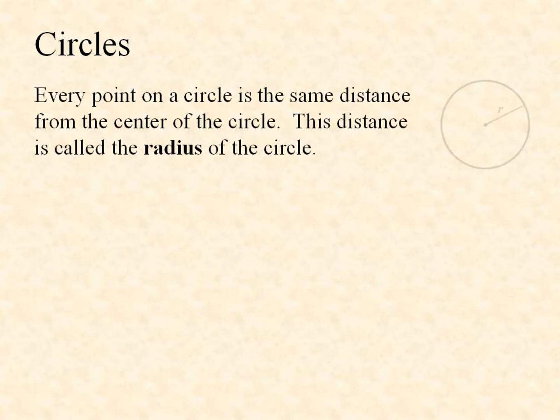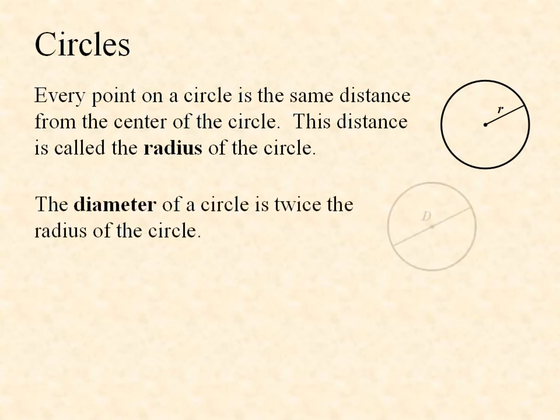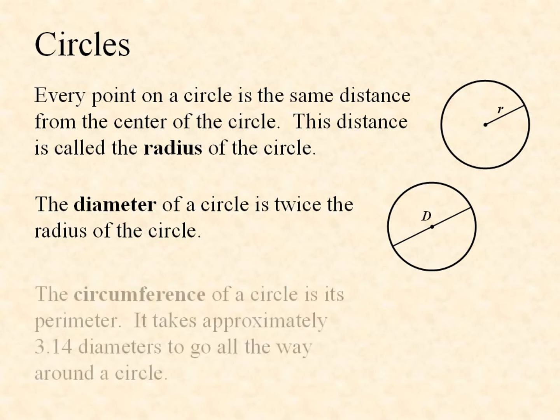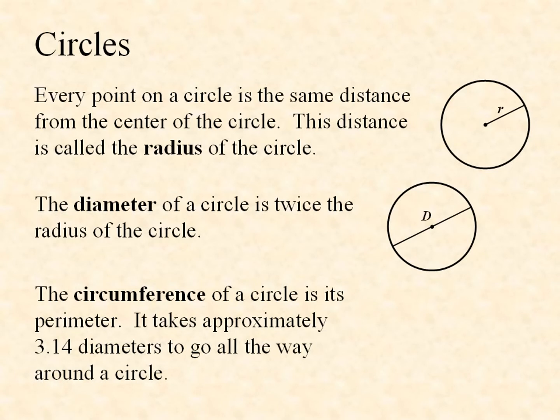Now consider circles. Every point on a circle is the same distance from the center of the circle. This distance is called the radius. We denote it by a little r. The diameter of a circle is twice the radius of the circle and goes all the way across. The circumference of a circle is its perimeter, its distance around.